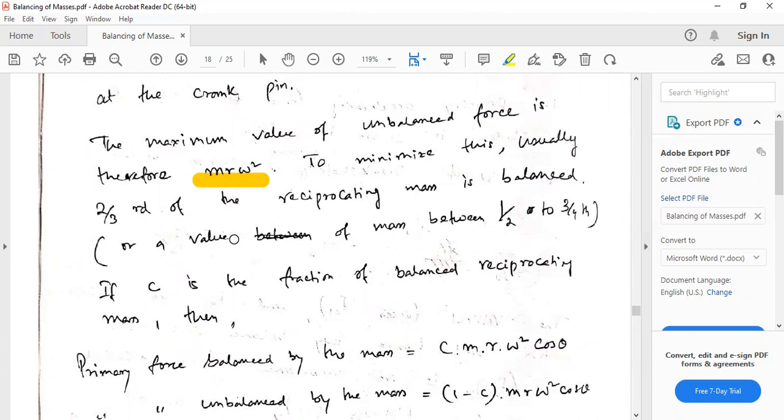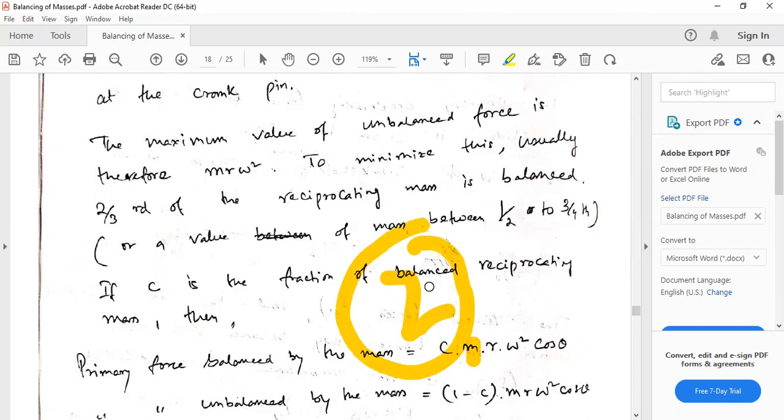So you see, we can either take 2/3 or a value between half and 3/4. Okay, this also can be done. So that is actually half of the mass only. If the mass is 2 kg, we take half of that, that is 1 kg, and 3/4 of that, which will be around 1.5. So 1 to 1.5. Total mass is 2 kg, but we balance 1 kg to 1.5 kg.